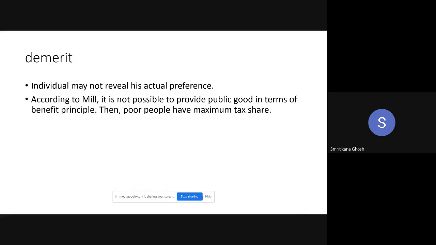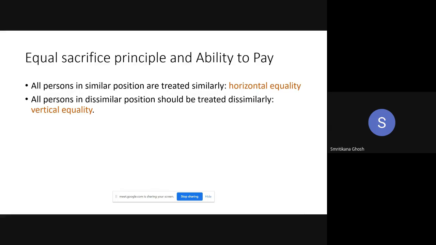So the next one is the equal sacrifice principle and the ability to pay. For this part, I referred to Shubroto Ganguly. One more thing, I have shared all those materials in LMS already. And the last week's class that I shared also.